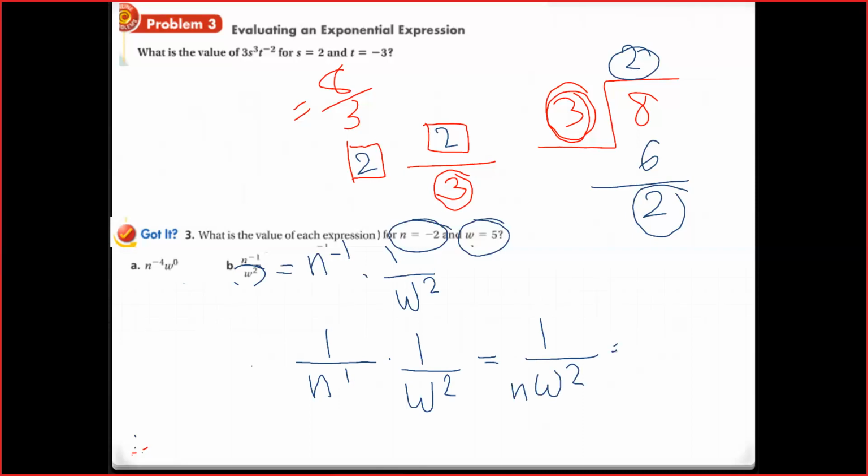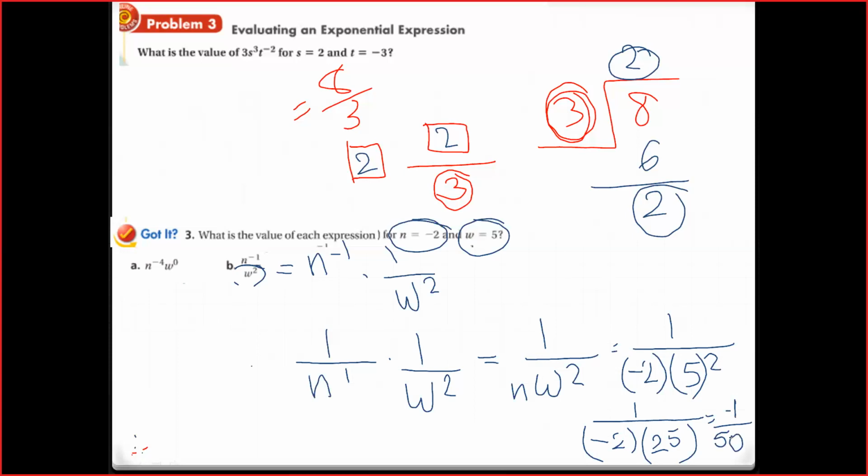Then I will substitute. Instead of n, you write -2, and instead of w, you write 5 squared. -2 multiplied by 5 squared, which is 25, is -1 over 50. Is it clear?